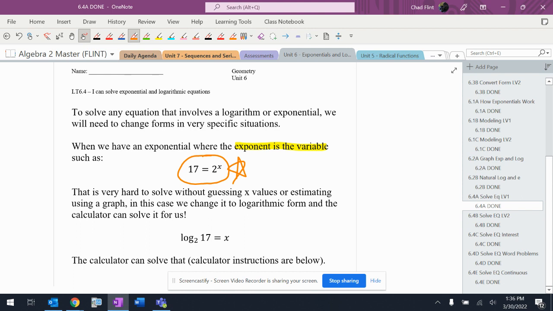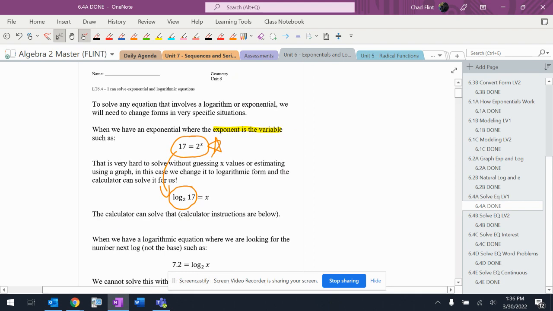If I change it into a logarithm form, this goes right into the calculator. So log base 2 of 17 goes directly in the calculator. It'll give me an answer, and it's actually finding the exponent, which is what the logarithm does. Logarithm finds exponents. I got some instructions down below to calculate.